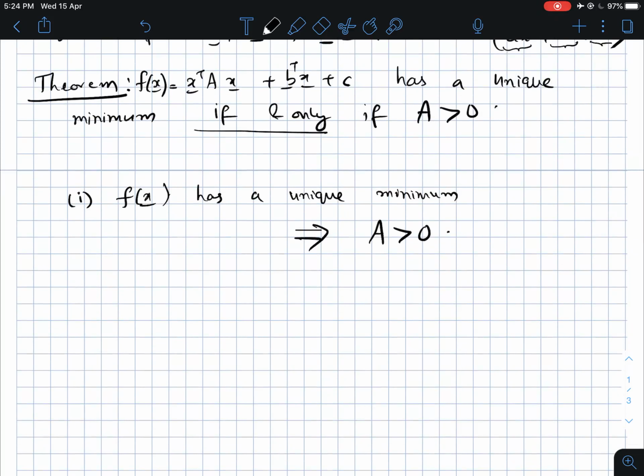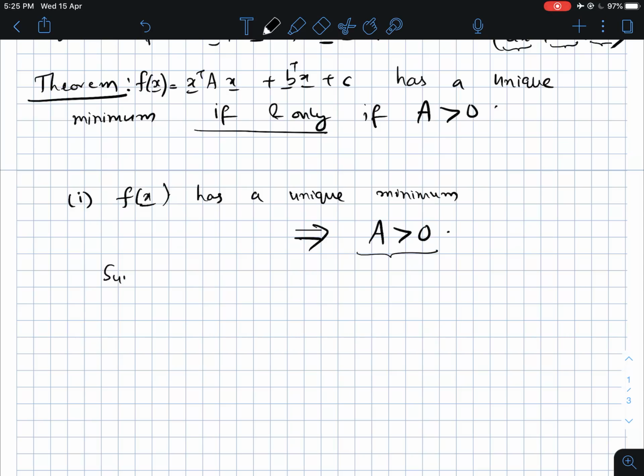Okay, so now suppose f of x has a unique minimum. I want to prove that A is positive definite. To prove that A is positive definite, all I need to do is make sure all its eigenvalues are positive. Correct? That's what I need to prove. So I need to rule out the possibility that there is some eigenvalue which is negative, and I need to rule out the possibility that there is some eigenvalue that is 0. Okay, fine. So let's look at the negative part first.